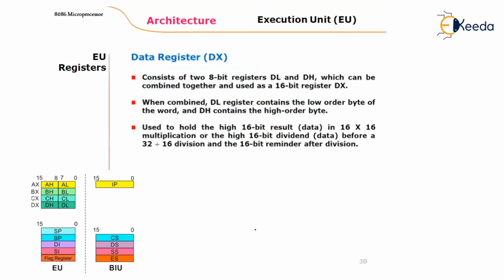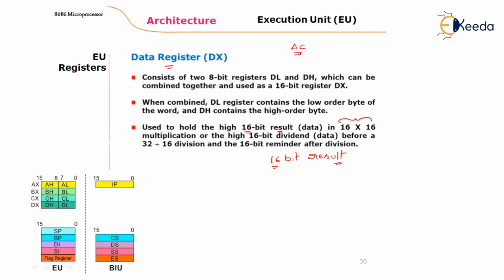Data register. This data register's purpose you need to understand very carefully. When a multiplication operation is performed, the data register is going to hold the 16-bit result. But the multiplication result can be larger than 16 bits. Right? Here, this data register is going to hold the high 16 bits, the high 16-bit result in addition to the accumulator.